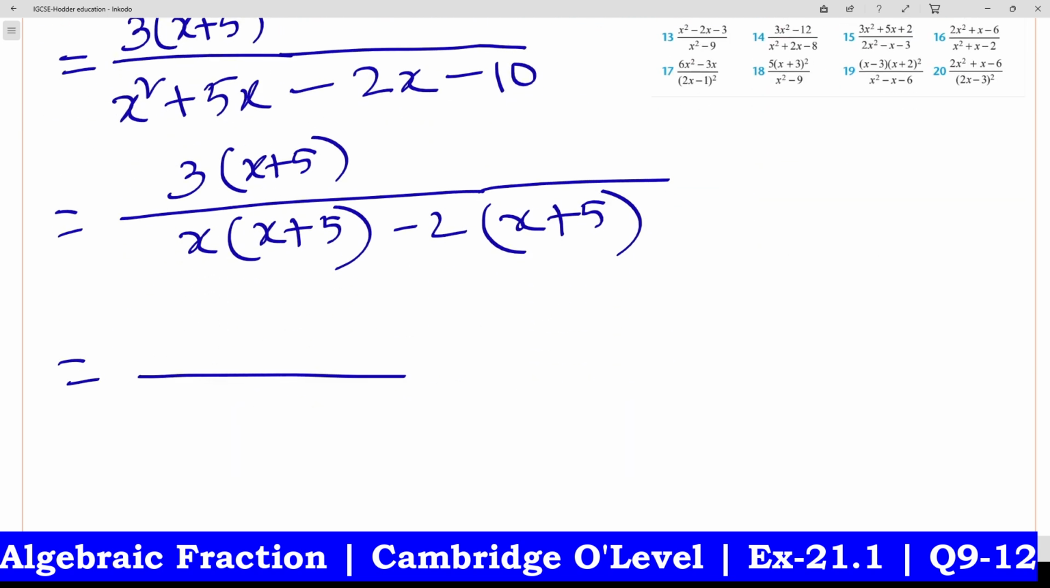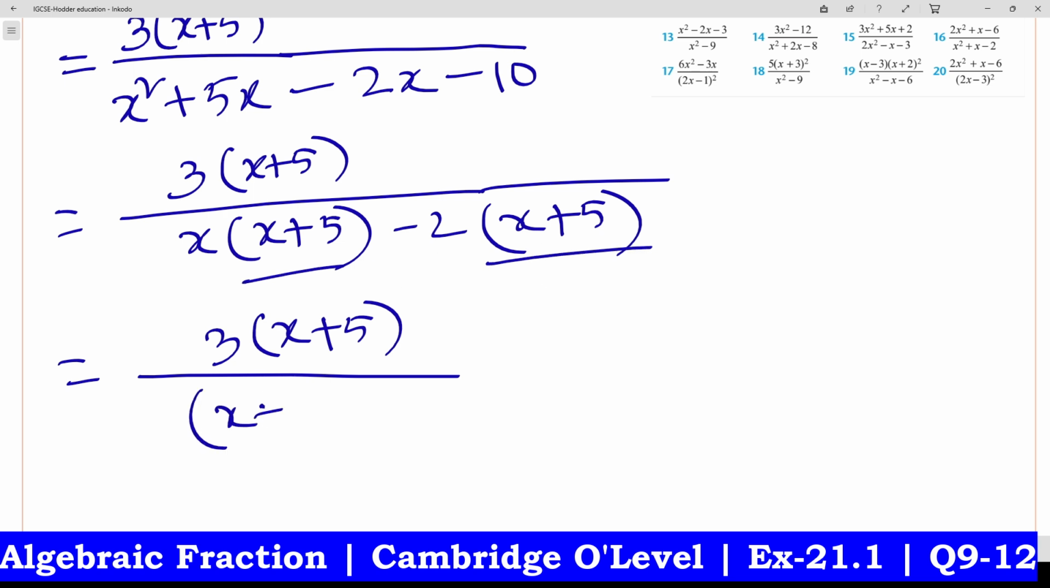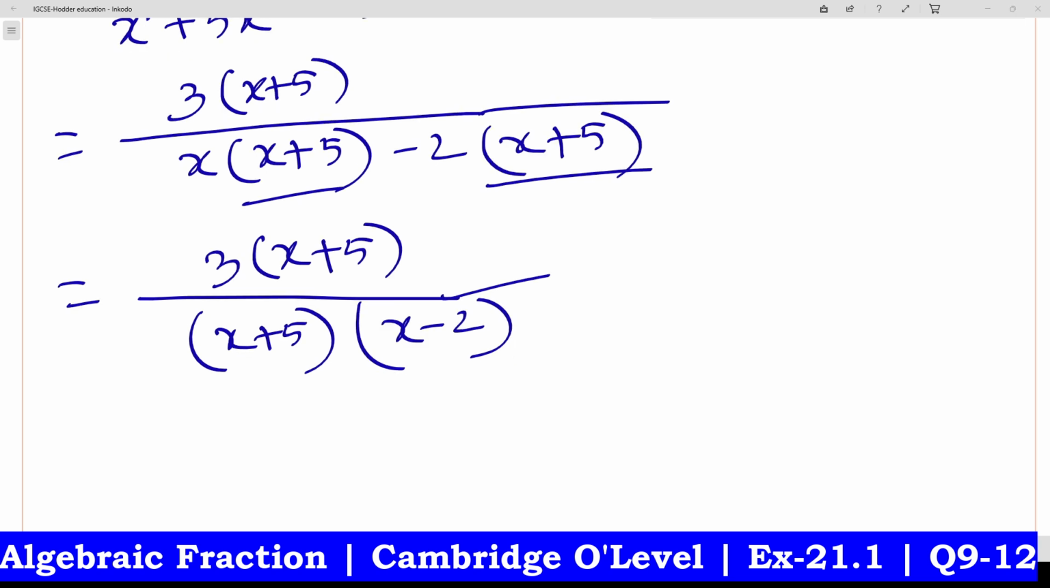Now look, we can write 3 times x plus 5, so here is x plus 5, and here is x minus 2. Now in both fractions we can divide by x plus 5, we will get 3 by x minus 2. This is our answer.